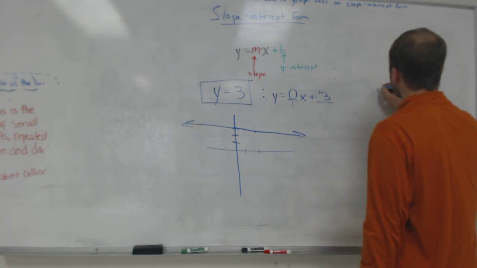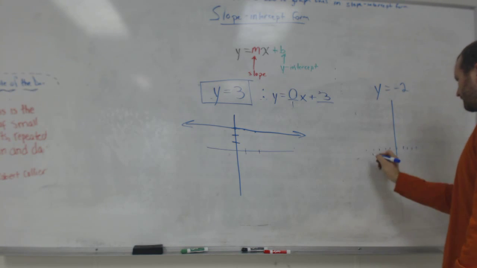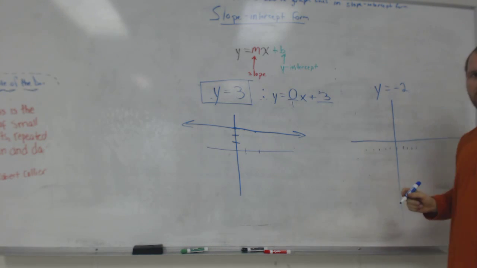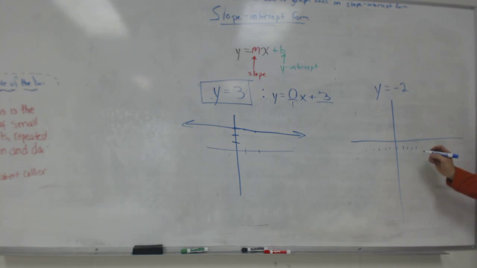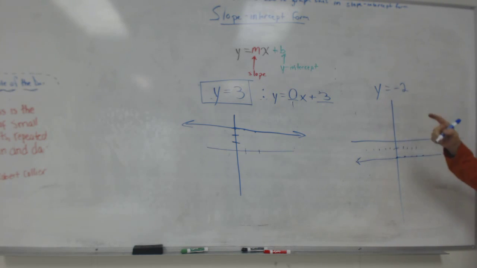So what do you think the line y equals negative 2 would look like? What would that look like? You go down 2, and then you go over 1, and then I just keep going over 1. So when I see y equals, I think horizontal line. Y equals negative 2 is a line that goes through y equals negative 2. All right.